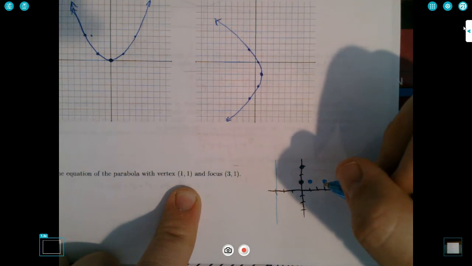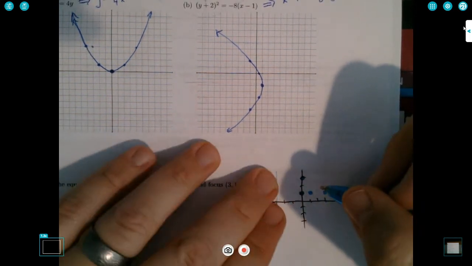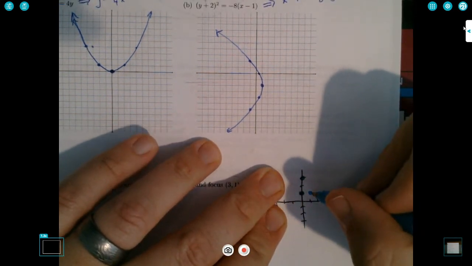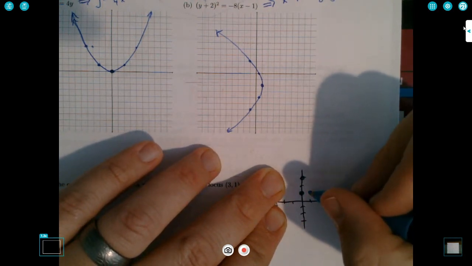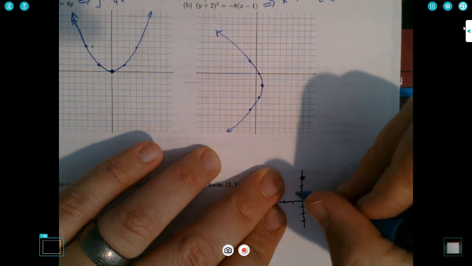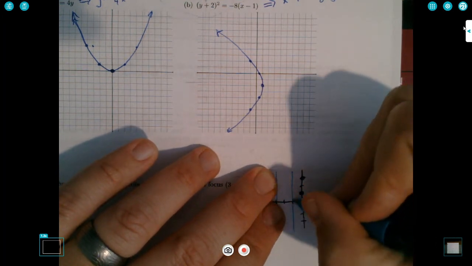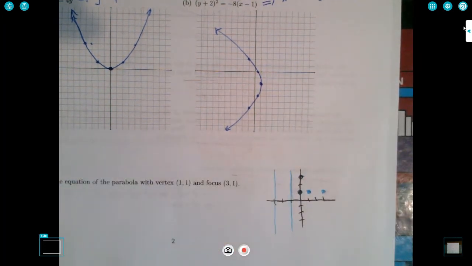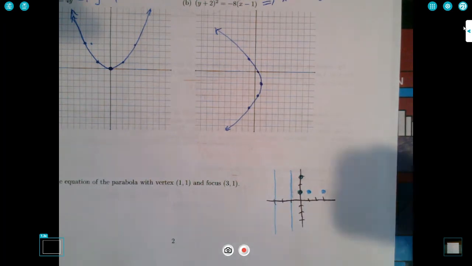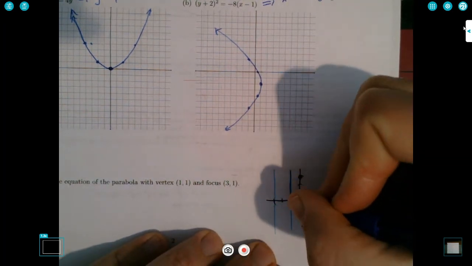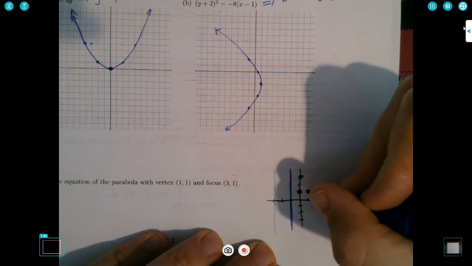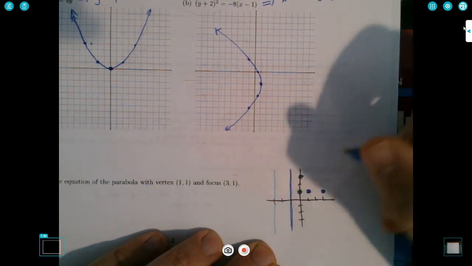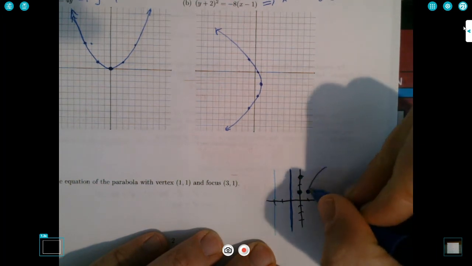And, oh, that's not true. Hold on. Since the distance between the vertex and the focus is 2, the distance between the vertex and the directrix would also be 2. So 1, 2. So it would actually be here. Goodness gracious, how many mistakes am I going to make? Okay, so this is the correct one. There's the directrix, there's the vertex, there's the focus. So it must look something like this.